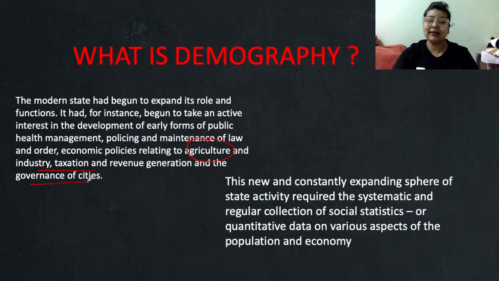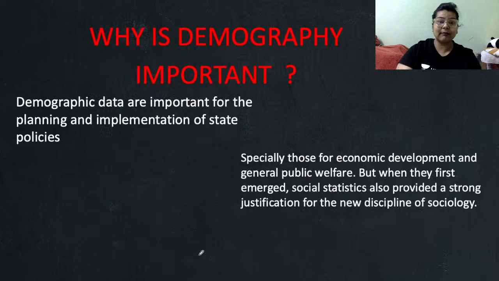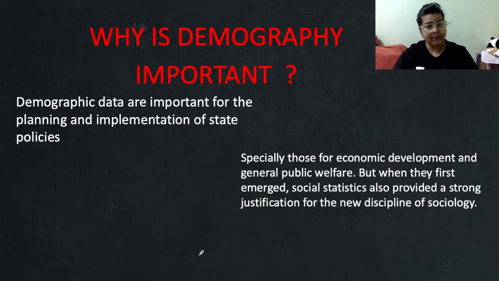Okay, this new and constantly expanding sphere of state activity actually required systematic, regular collection of statistics, because you can see the statistics sometimes go down, then come up, then go down, etc. This was basically quantitative data on various aspects of the population and the economy. And as I told you, sociology has a major role with economics, because both of them are interwoven disciplines. So please remember this fact. Now, why is it important? It is very important because of the planning and implementation of state policies. If you have the numbers, it becomes very easy for you to understand what the birth rate is, what the death rate is, how many people are retired, how many people are working, how many are contributing towards tax paying, and how many are contributing towards the economy, especially for economic development and general public welfare.